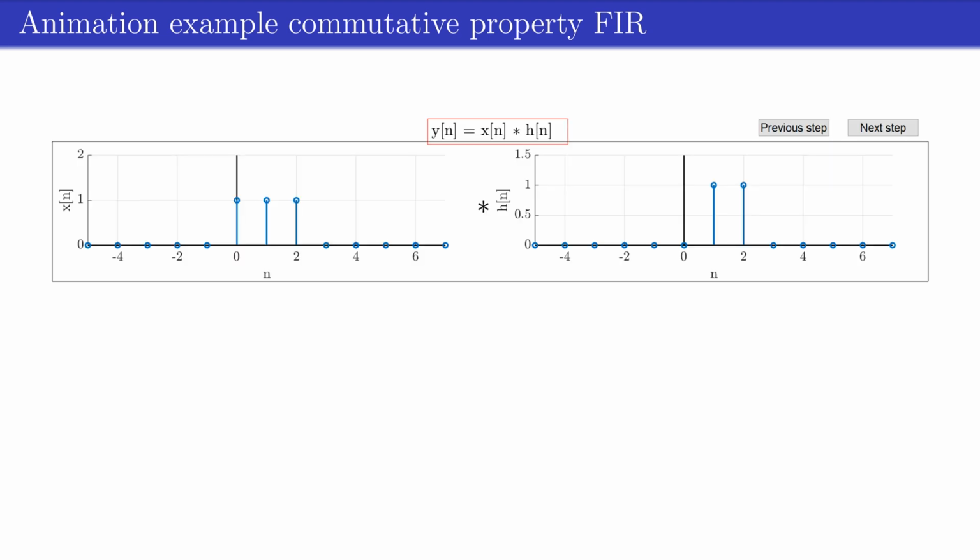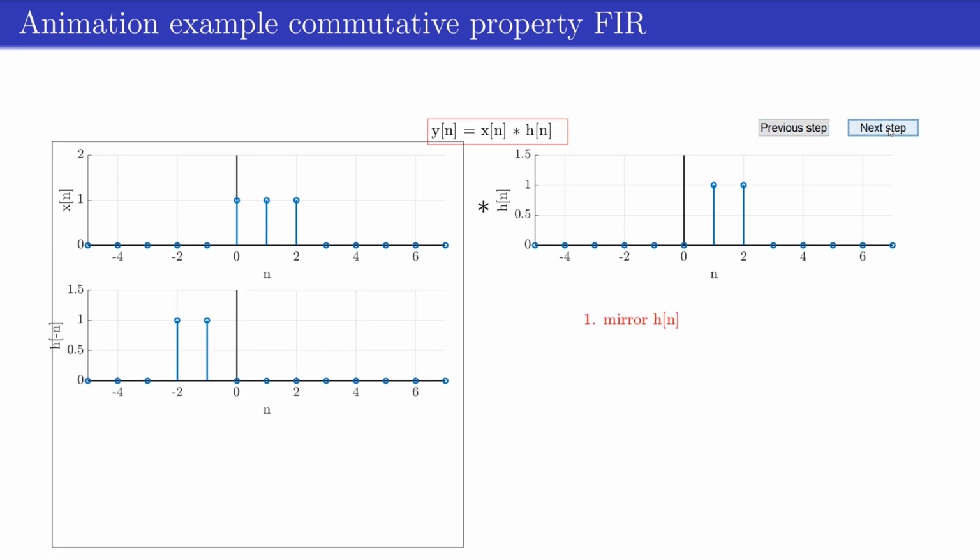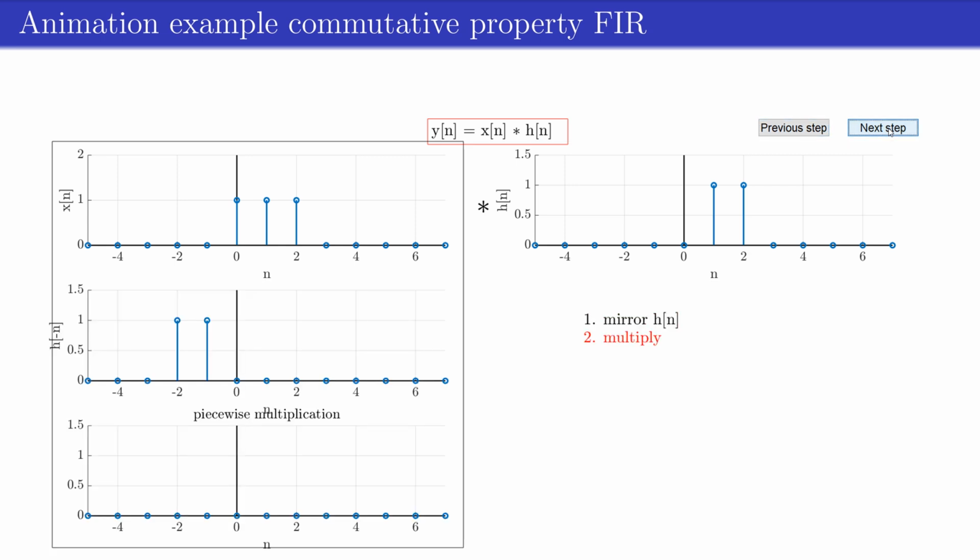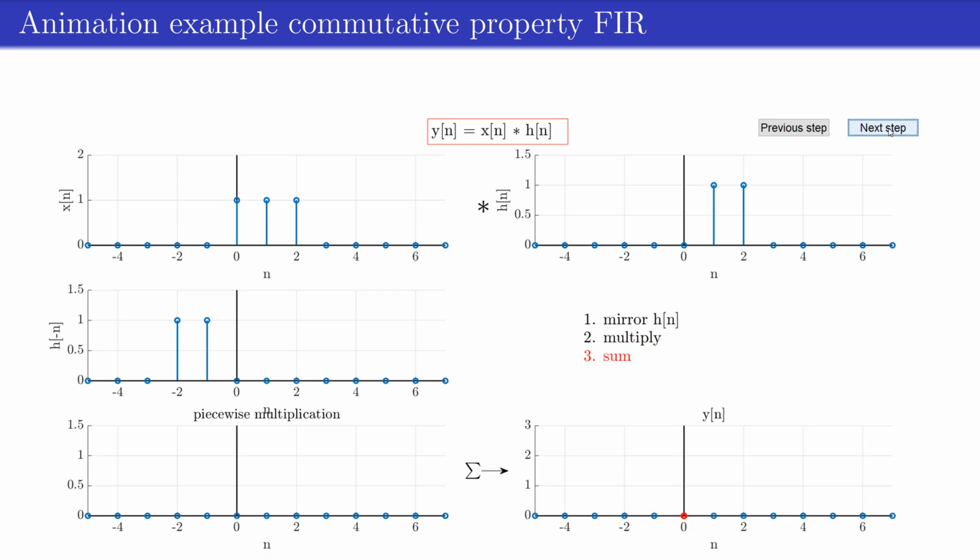We can show the commutative property for the convolution sum procedure of an FIR filter by comparing the following two animations. In the first animation, we see the convolution result of an input signal x[n] with the impulse response h[n]. In this case, we mirror the impulse response h[n] and then apply the other steps of the convolution sum procedure.